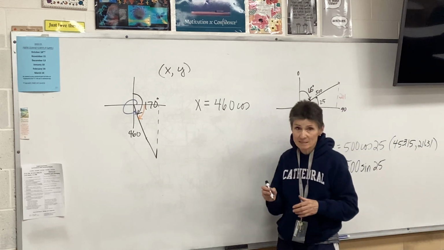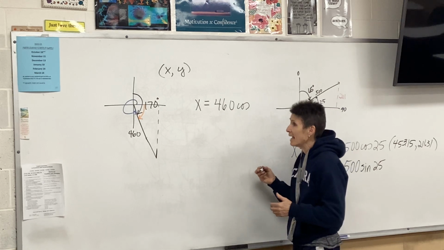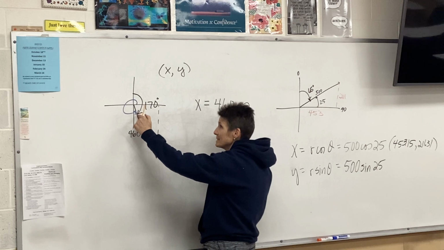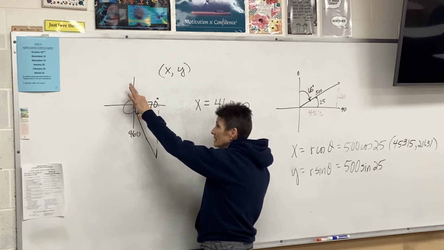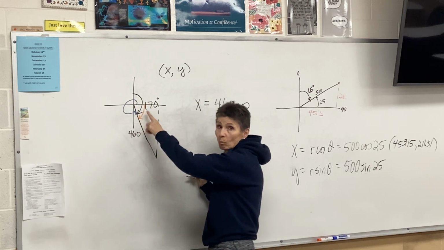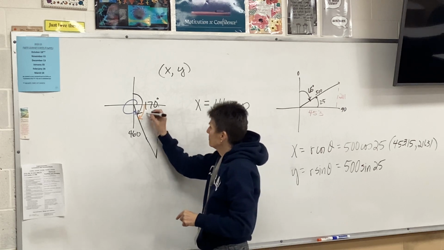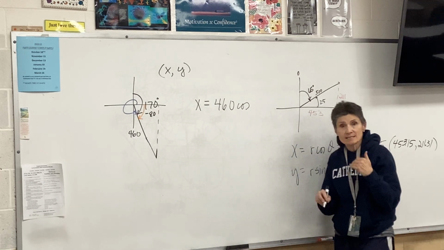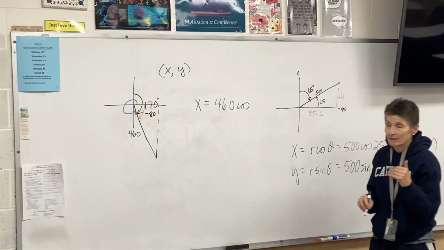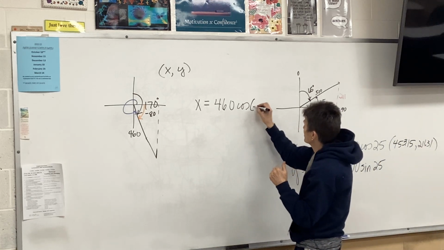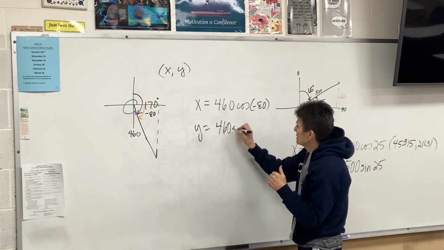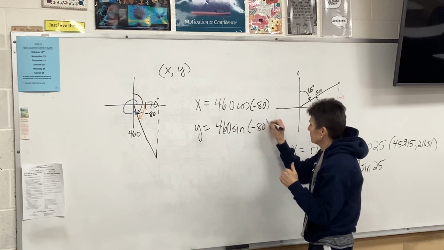The orange one's going to be smaller, so I think I'll use that. How big will the orange angle be? Now remember, the whole big black one's 170, but that's 90. So this part would be, watch it, negative 80. It's going down, guys. So that angle in standard position is negative 80. So 460 cosine negative 80, and y is going to be 460 sine negative 80.